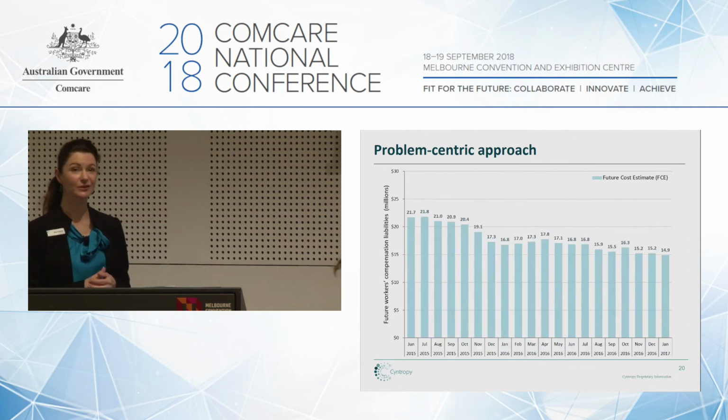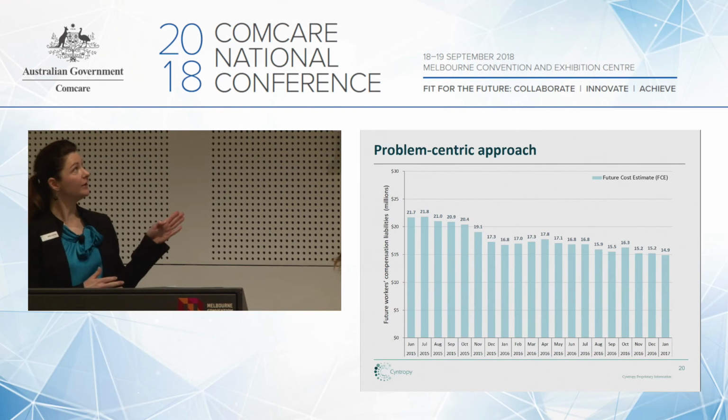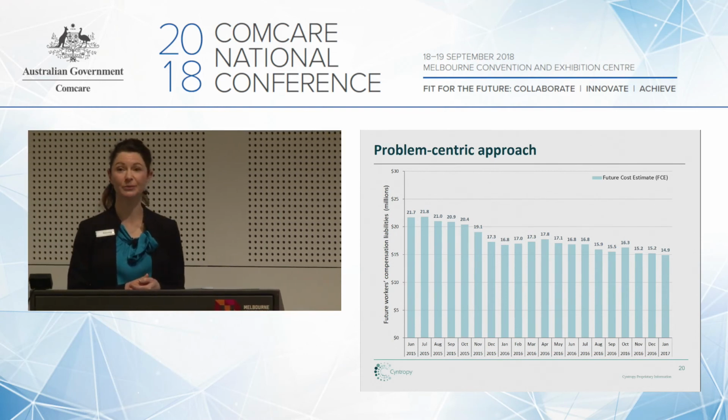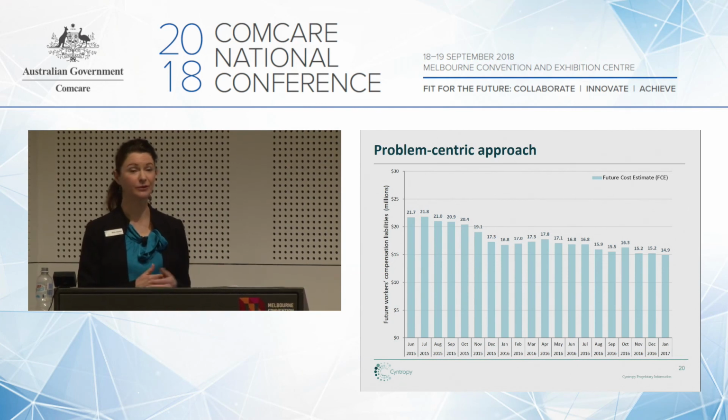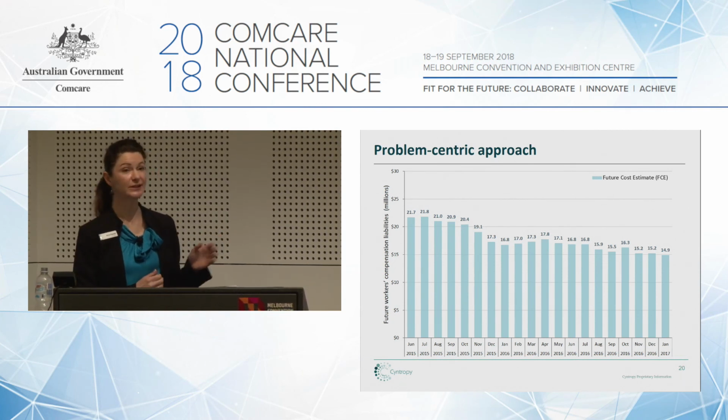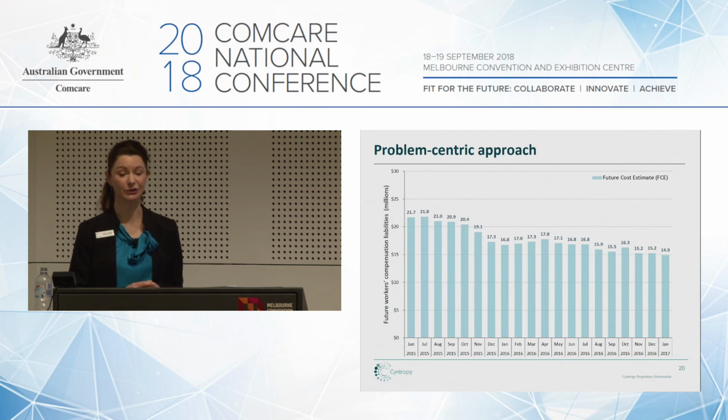So the results that were achieved through it, this represents future workers' compensation liabilities over an 18-month period that aligned with the 12 months of the project. You can see it starts at 21.7 million and has been reduced down to 14.9, so within a 12-month work period. So it's quite significant in terms of the impact.